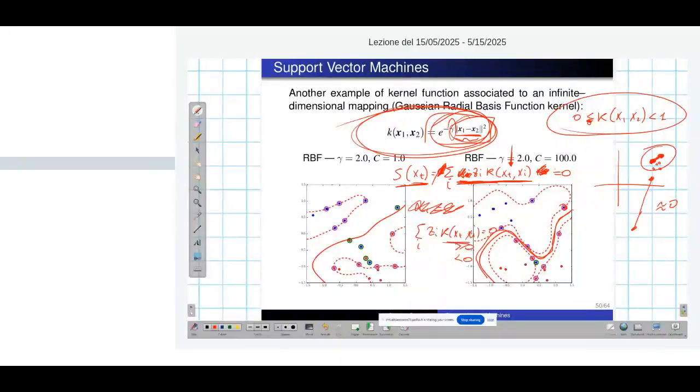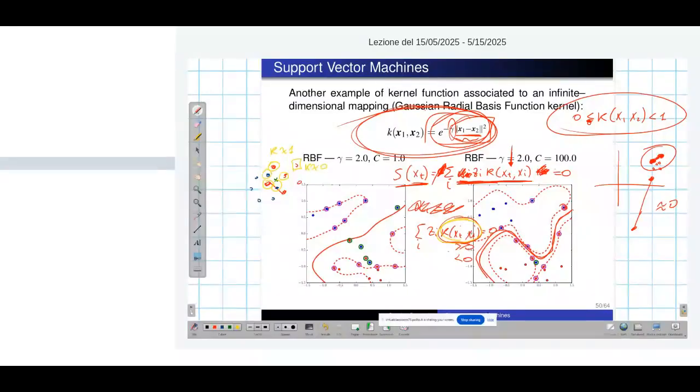But the kernel is what? If two points are close, the kernel is 1. If two points are far, the kernel is 0. So let's imagine these are supervectors from the two classes, and I have a test point. For a test point, the points that are close to the test point will have a kernel value that is close to 1. Those that are far will have a kernel value that is close to 0.